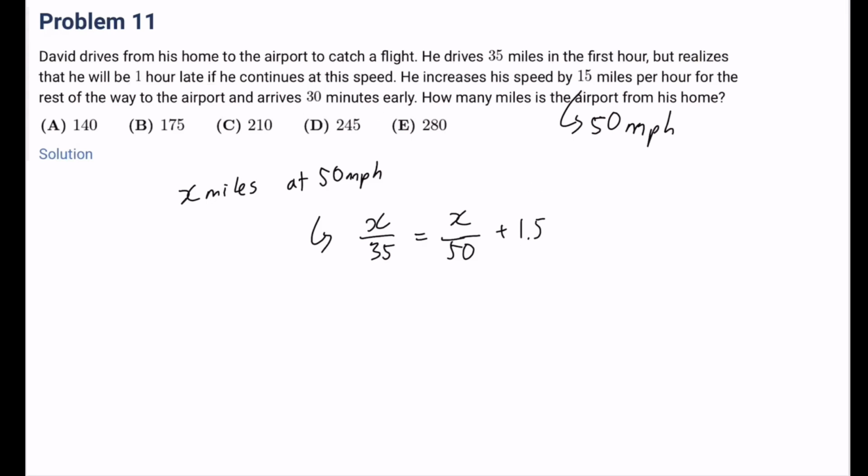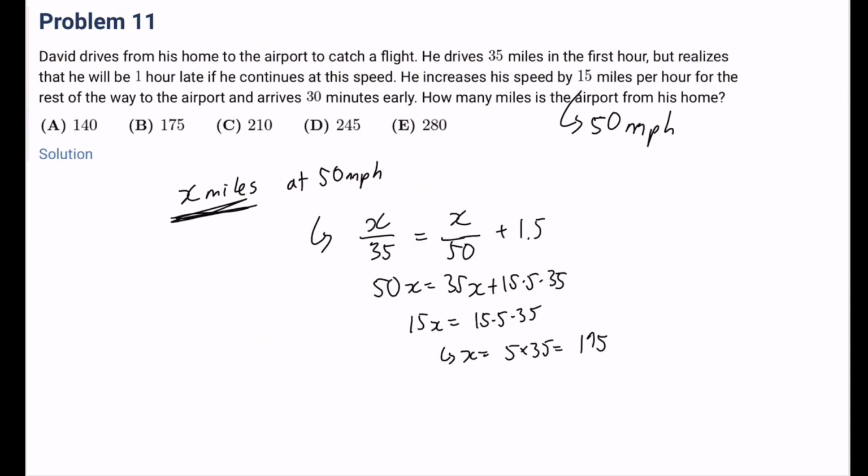And so if we cross multiply, we get 50x equals 35x plus 15 times 5 times 35, because we just made the decimal point go away. So this gives us that 15x equals 15 times 5 times 35. That means x equals 5 times 35. So this is going to equal 175.